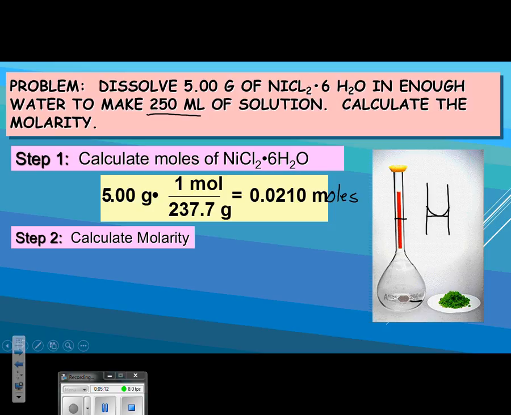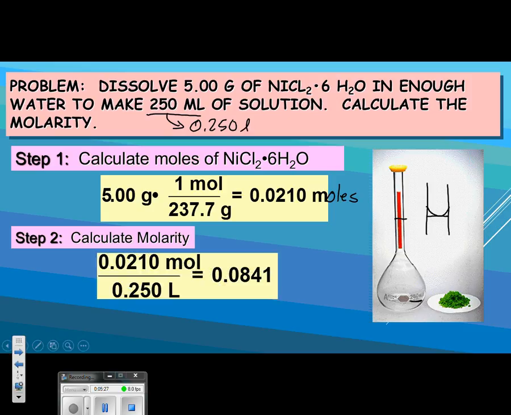I need to get this into liters, the 250, so I divide it by 1,000 and I get 0.250 liters. And that's going to be what I divide the moles by. And this right here is molarity, capital M. And you do have to do the little spiky ends, not a curved M at the top.